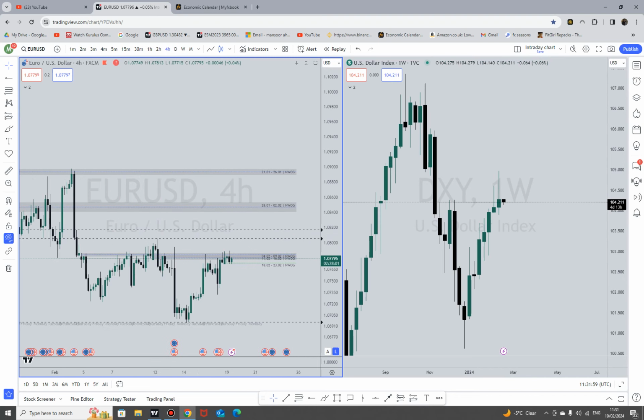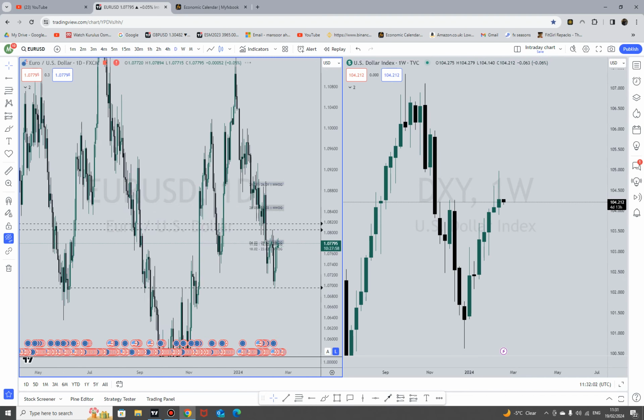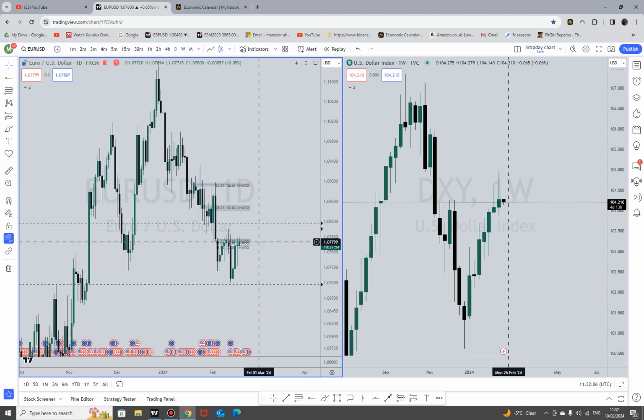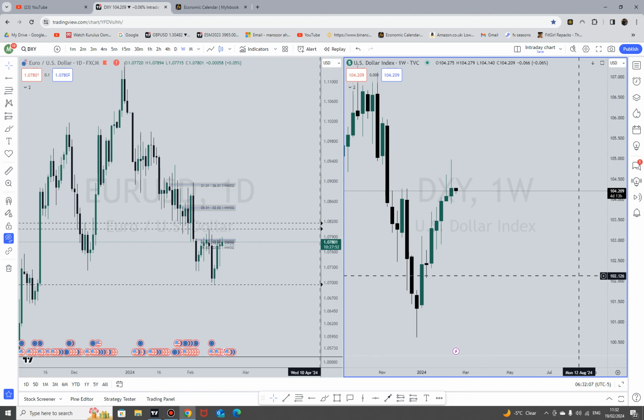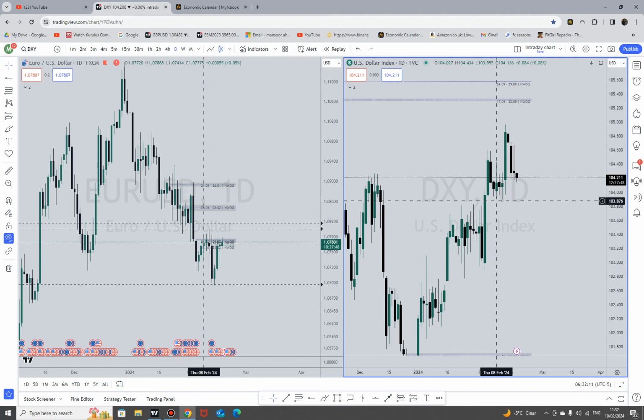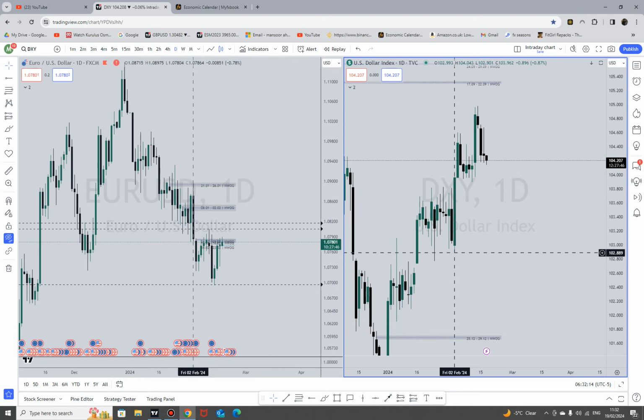And then overall we're risk on, and we're looking to long the euro against the dollar declining. So this is your weekly draw, the fair value gap. Daily here, you've got a weekly low, which is also the corresponding weekly high here.